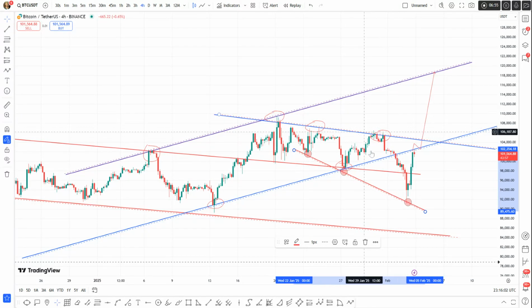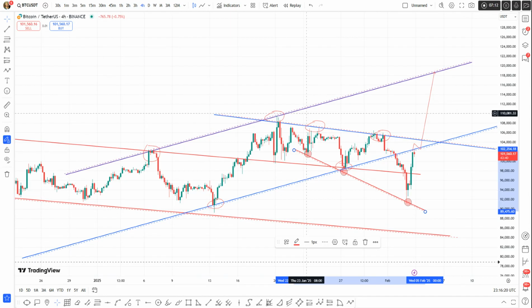Update one, update two, update three. A breakout of that structure will expose price where we see a further upswing. But if that doesn't happen, then the probability of creating a new high is impossible. That's not going to happen.